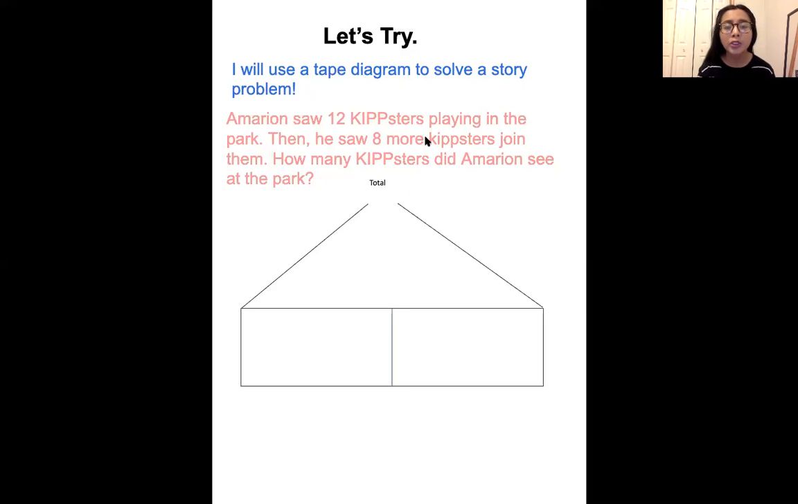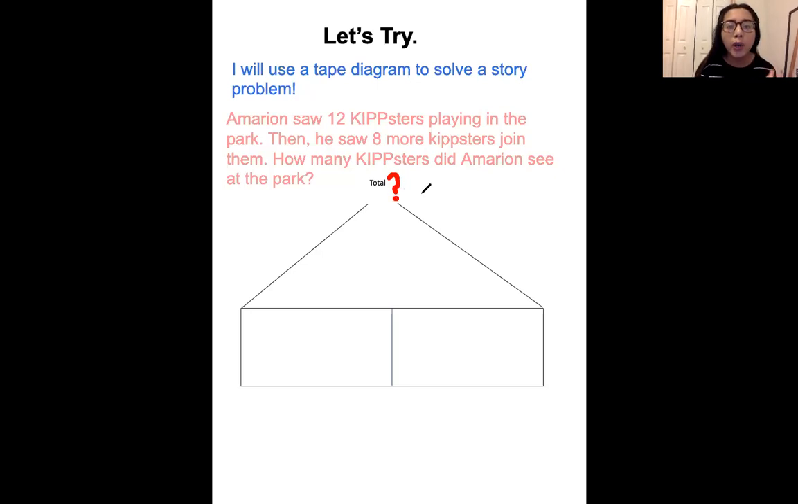Let's go through and think about what we know. Amarian saw 12 kipsters playing in the park. That sounds like a part to me, since he saw 12 kipsters playing in the park in the beginning. Then he saw 8 more kipsters join them. So it sounds like 12 and 8 are our two parts that we're going to draw first. Our question is asking how many kipsters did Amarian see at the park? So we're going to write a question mark in the total because we don't know how many he saw all together, and that's what we want to know. We're going to remind ourselves we need a question mark.